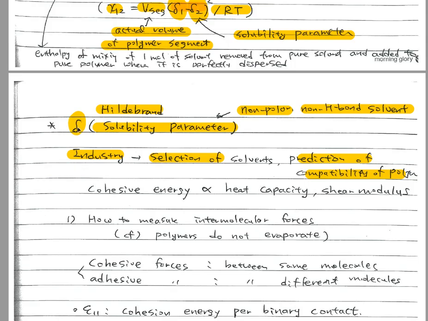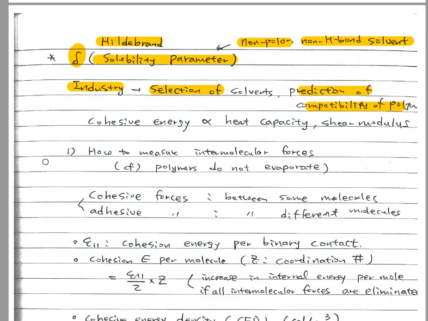Then how can you determine this delta value? What exactly determines, what kind of molecular properties determine this delta value, solubility parameter? Okay. So let's do that. First, how to measure intermolecular forces.